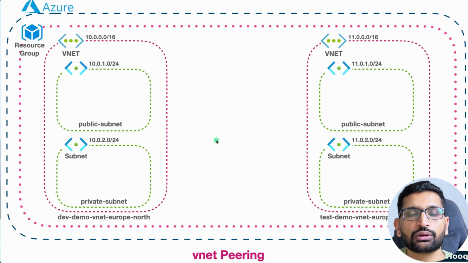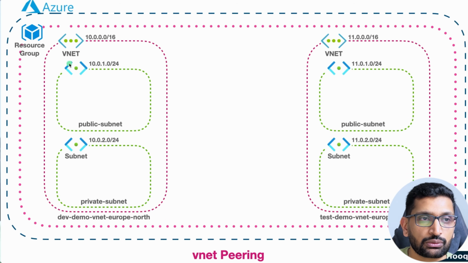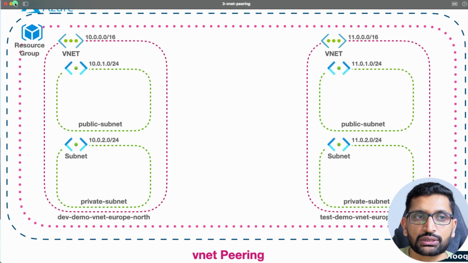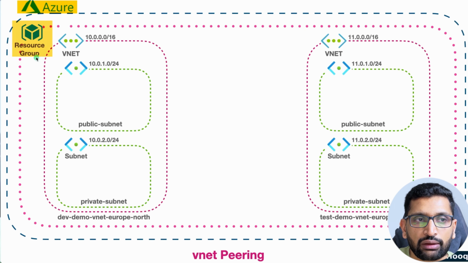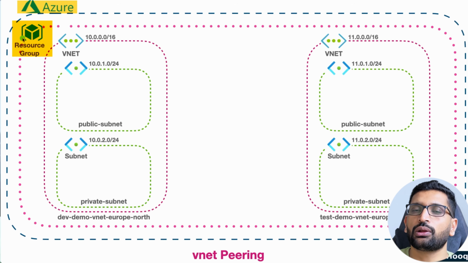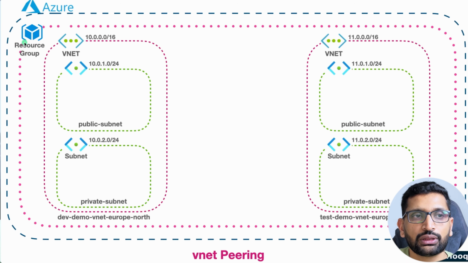Let's take a look at the VNet setup in our Azure cloud. This outer box, which is Azure, denotes our Azure cloud. Inside that, we have a resource group, which is a logical grouping of our resources. We are going to create a resource group within our Azure cloud, and within that resource group, we are going to create two VNets.